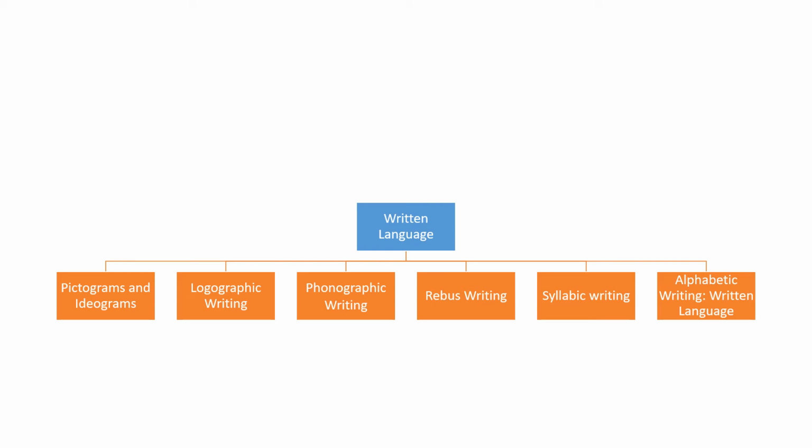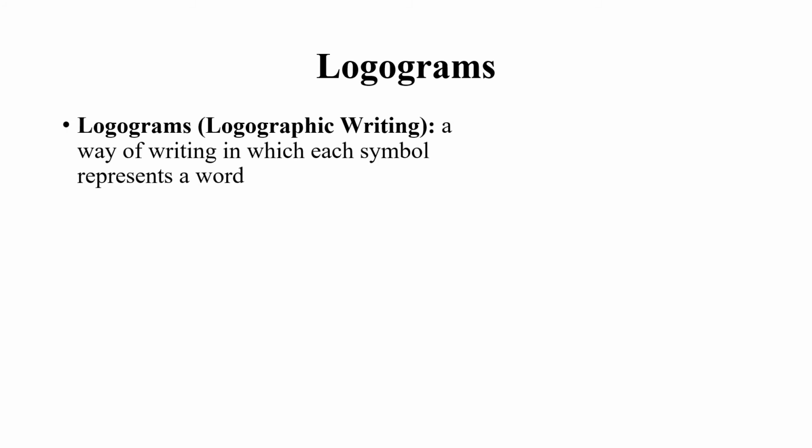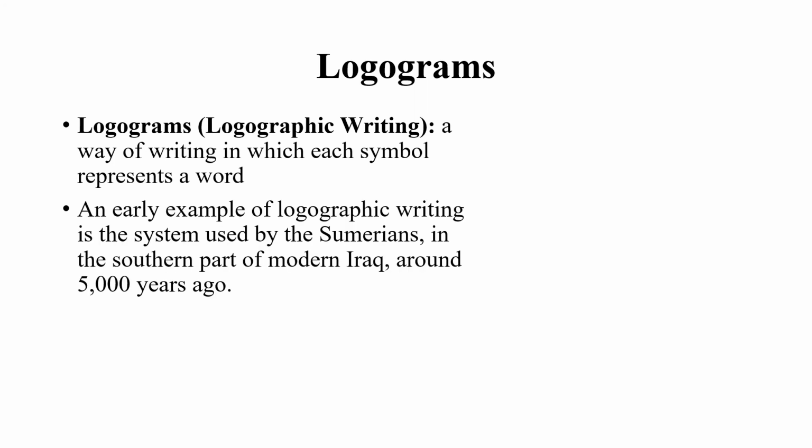And now we move on to discuss logographic writing. While we just mentioned that syllabic writing, as the name suggests, refers to a type of writing in which each symbol represents the pronunciation of a spoken syllable, logographic writing refers to a way of writing in which each symbol represents a word. An early example of logographic writing can be found in the system used by the Sumerians in the southern part of modern Iraq around 5,000 years ago.